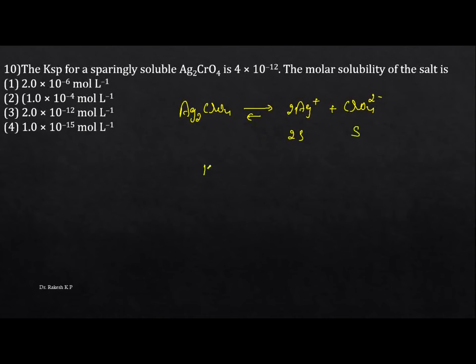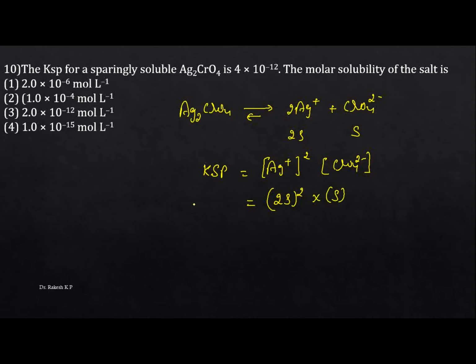So when you take the Ksp, which is equal to the concentration of Ag+ to the power 2, times the molar concentration of the chromate, the power being 1. Okay, so now I am going to write it like this. What is the Ksp value they have given? That is this one. Here I can write 2s to the power 2, and here s.